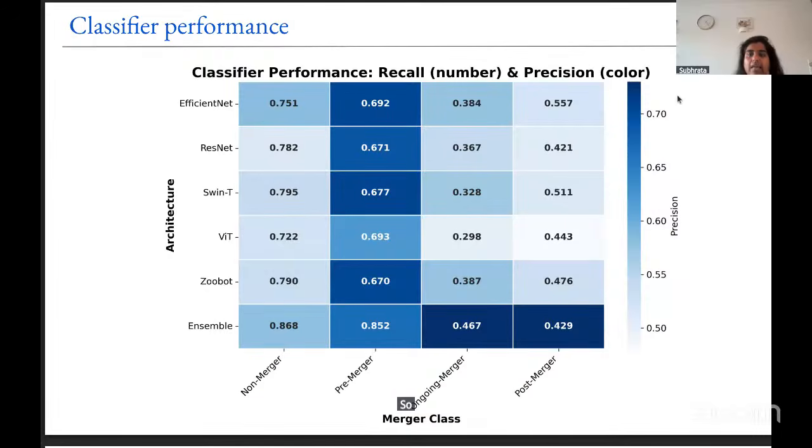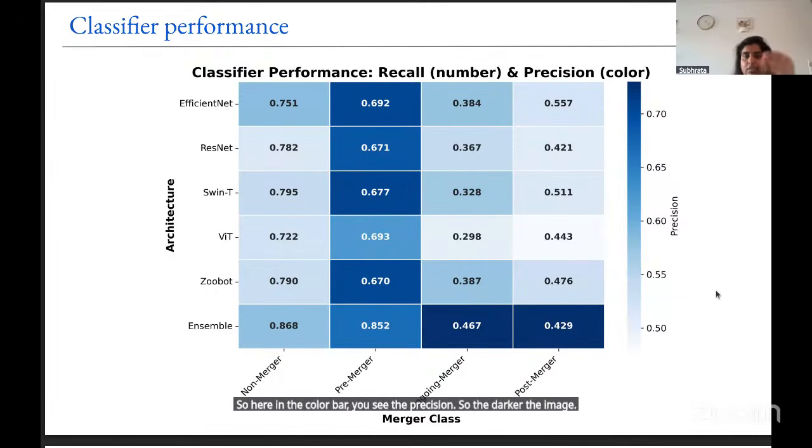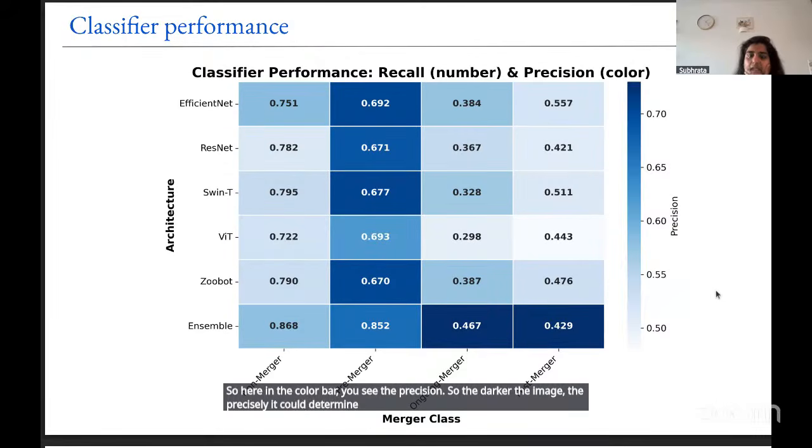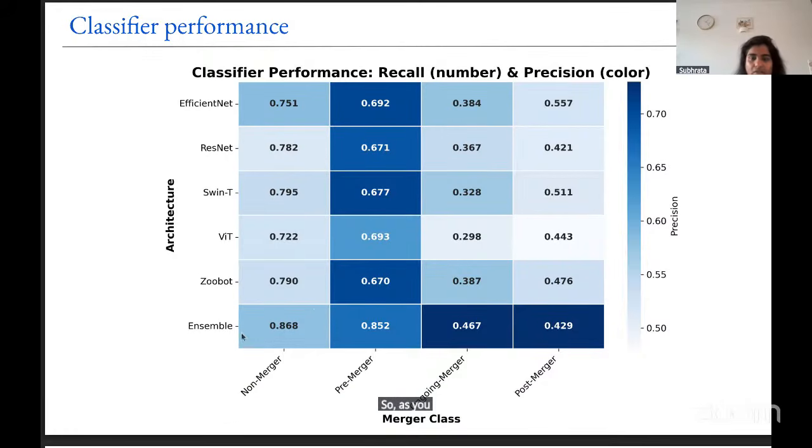So here in the color bar, you see the precision. The darker the image, the more precisely it could determine the stage of the merger. And then the numbers are the recall, so how complete the identification was. As you can see, ensemble again behaved better in all terms compared to all of the other networks that we have.